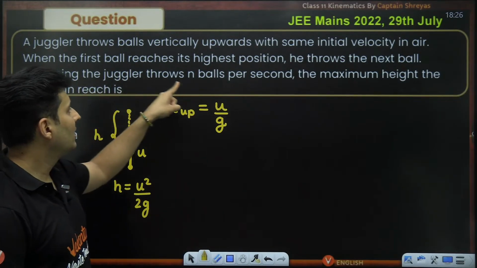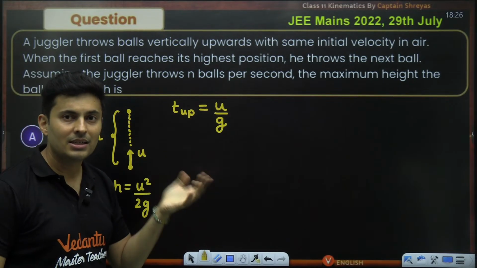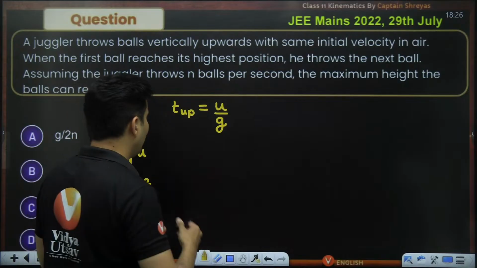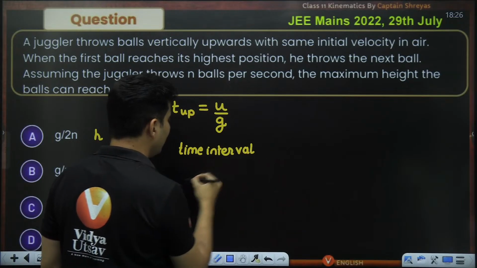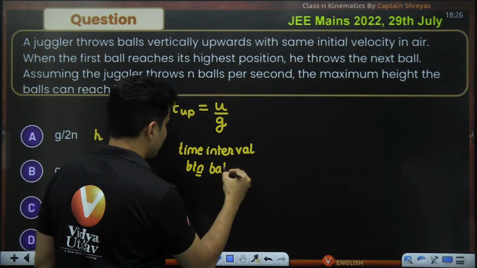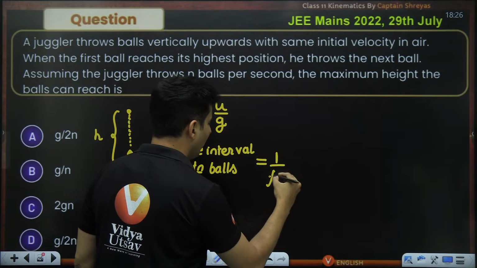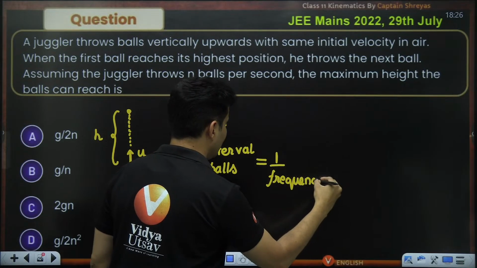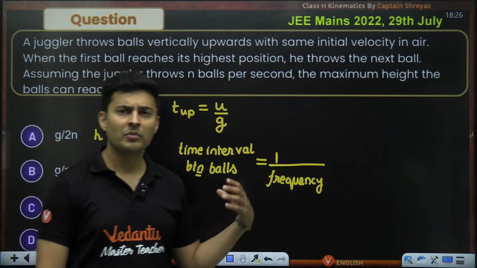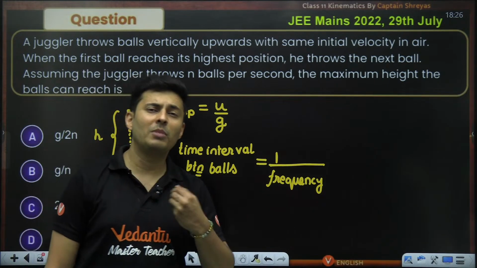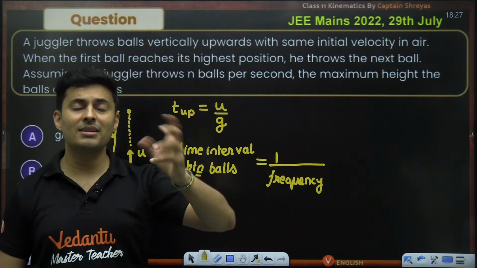And assuming the juggler is throwing n balls per second, that's the frequency. Think about it. What will be the time interval between the balls? I think it will be 1 divided by the frequency. This is a standard formula which you should know. Some of you will learn this in circular motion, simple harmonic motion, or even wave motion. But some of you might remember this particular formula from 9th or 10th standard. Time is inversely related to frequency.